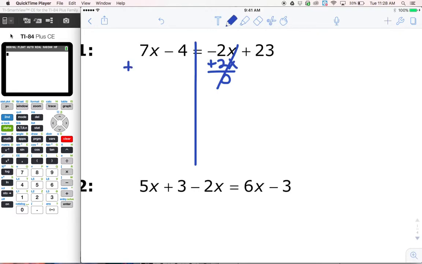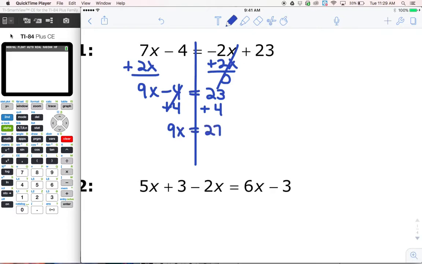Please pay attention. Make sure you only combine like terms: x's with x's or constants with constants. So 7x plus 2x is 9x. Still got that minus 4, and this is equal to 23. Perfect. This looks like the problems we've been practicing. I'm going to get rid of this minus 4 by adding 4 to both sides. So now I've got 9x is equal to 27. Finally, divide both sides by 9 to get the x by itself. And I've got x is equal to 3.